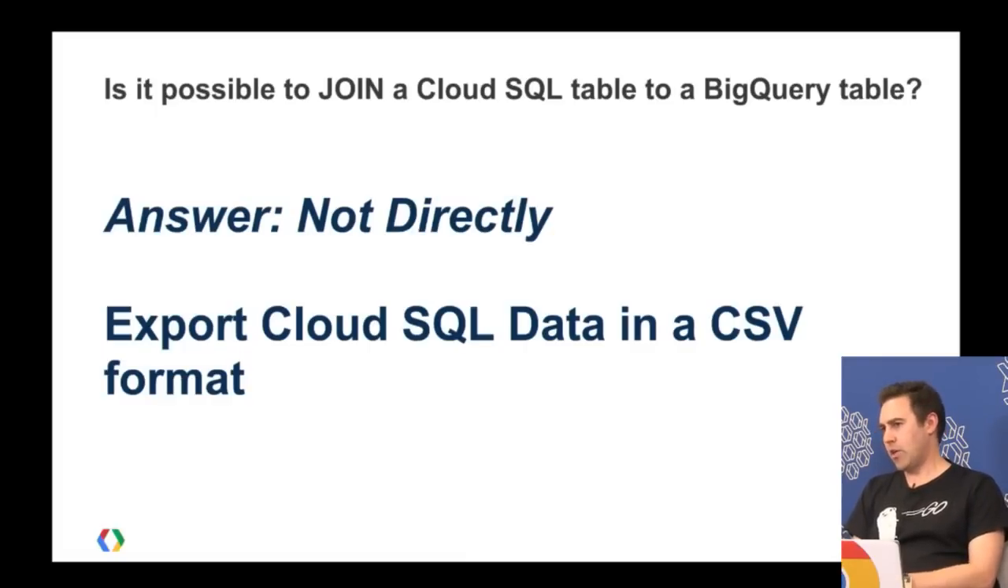You can't write a single SQL statement that can query both at the same time, but you can use the data from Cloud SQL in a query for BigQuery. You just need to export that data and import it into BigQuery, much as we described with the App Engine datastore import that we were talking about earlier. There's a way to export data from Cloud SQL: export the data into a CSV format, then import the data back into BigQuery, and then run your join statement. You can join two tables together, and that's basically how you do it.